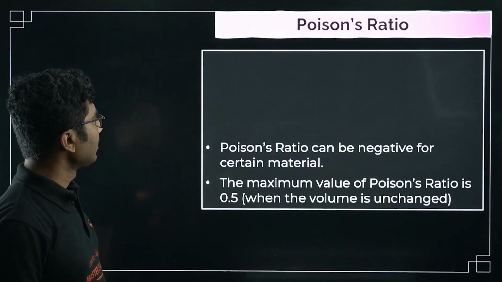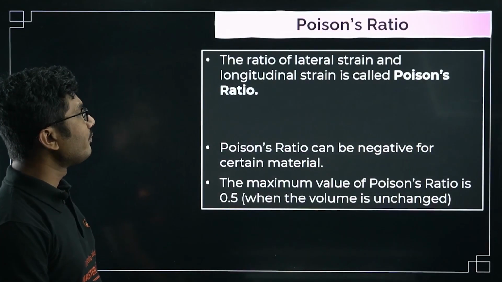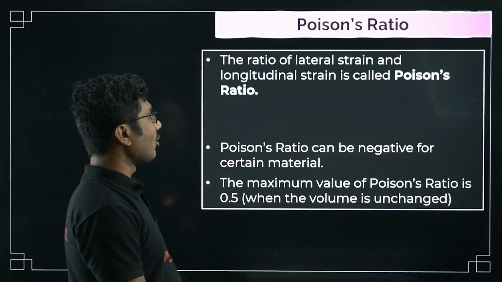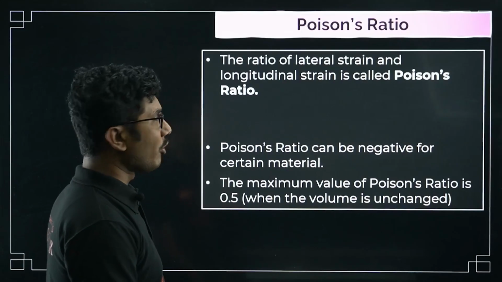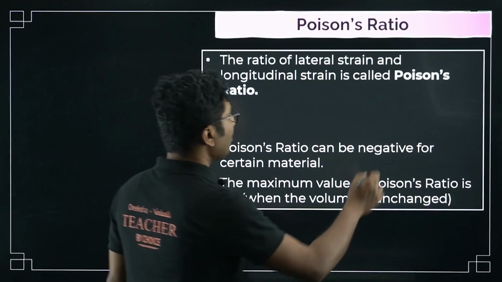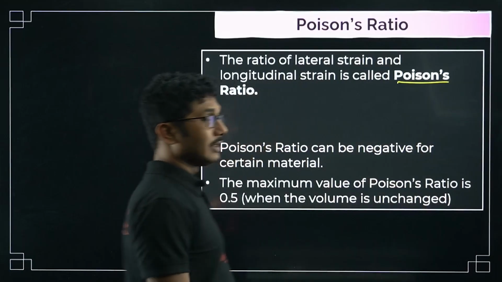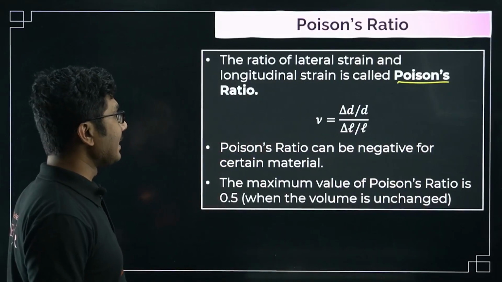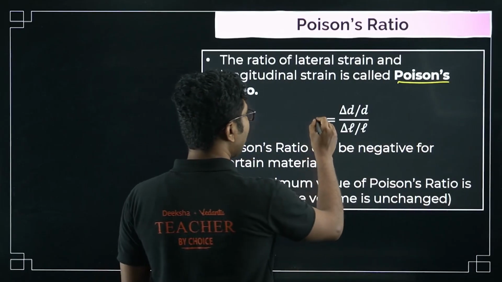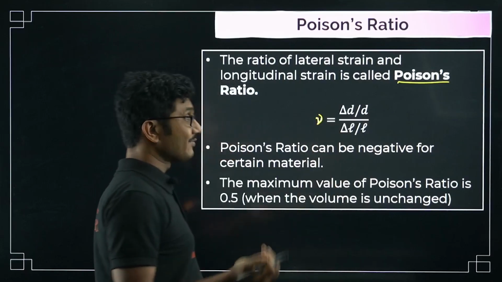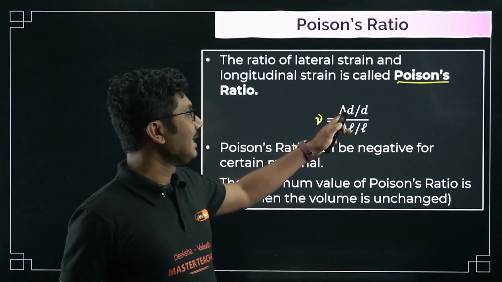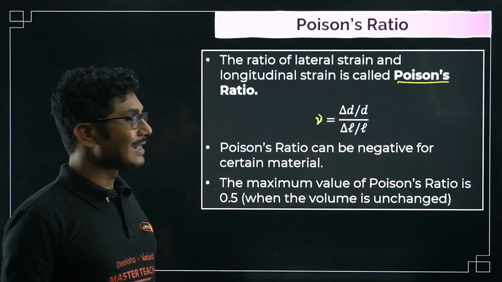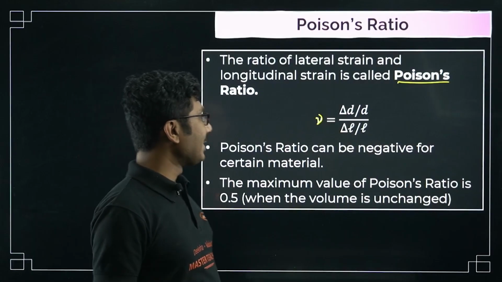Next question. The ratio of lateral strain and longitudinal strain is called Poisson ratio. Okay, Poisson ratio is a very interesting concept, and it is given by nu. The symbol is nu, same as frequency, and it is basically lateral strain, that is delta D by D divided by delta L by L.